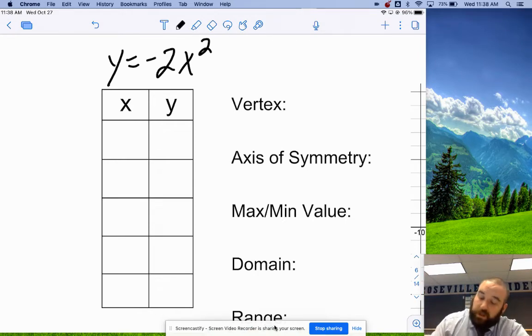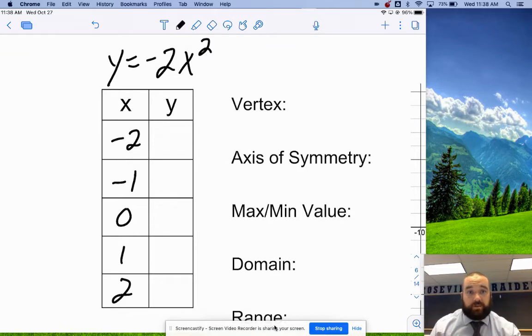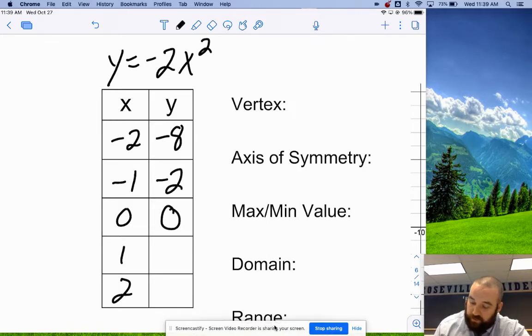Okay. Because the a value, that number in front of x squared, isn't a fraction, I can just use my -2, -1, 0, 1, and 2. So then I'm just going to do what we've already done a couple times. I'm going to square each of those numbers and multiply it by -2. So -2 squared is 4, times by -2, you get -8. -1 squared is 1, times by -2, you get -2. 0 squared is 0, 0.